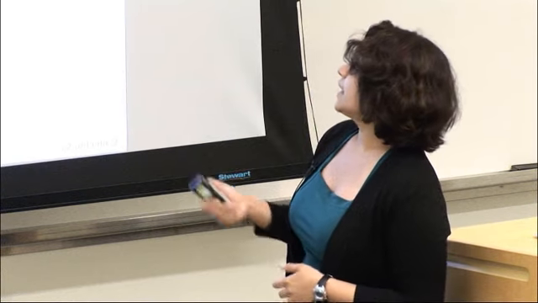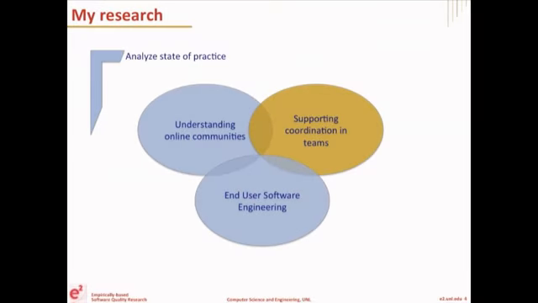The other strand, the one that I had started with in my PhD project and am still continuing, is how we can support coordination in teams. In these strands, as I already talked about, we want to look at the state of practice that exists, try to understand the theories behind what's happening, build tools based on those theories and insights, and then evaluate them. That encompasses my research directions. Today, I'm going to talk mainly about supporting coordination in teams.